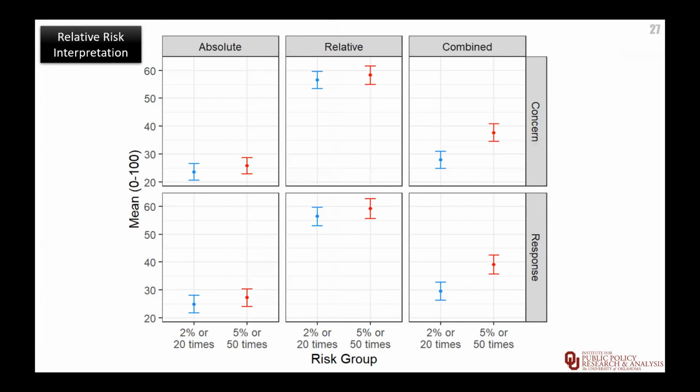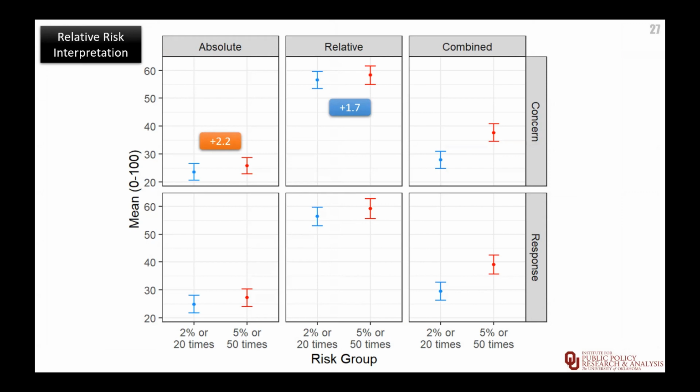Now, the interesting thing in this data is when we compare across the 2 risk levels. So now the vertical is our different conditions, the absolute, relative, and combined groups. And then the x-axis is splitting our groups up by which risk level they saw. If we look at just the absolute risk group, there's a 2-point increase in their concern. For the relative risk group, there's a 1.7-point increase in their concern. Basically, their concern between the low and high risk conditions is not changed.